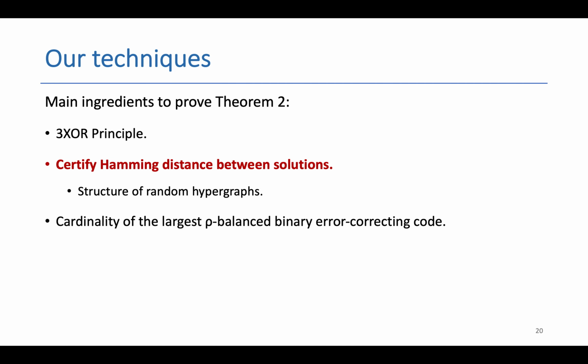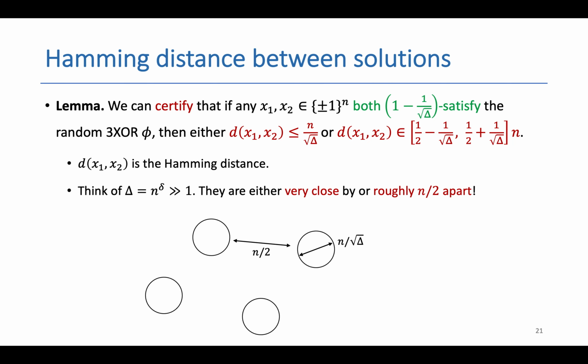So now, the next step is going to be about certifying some lower bound on the Hamming distance between solutions. So here's what we would actually want to certify. Let's say you're given a random 3-XOR formula phi, and you also have two satisfying assignments, x1 and x2, which satisfy almost all the clauses of phi. In particular, they 1 minus 1 over square root delta satisfy phi.